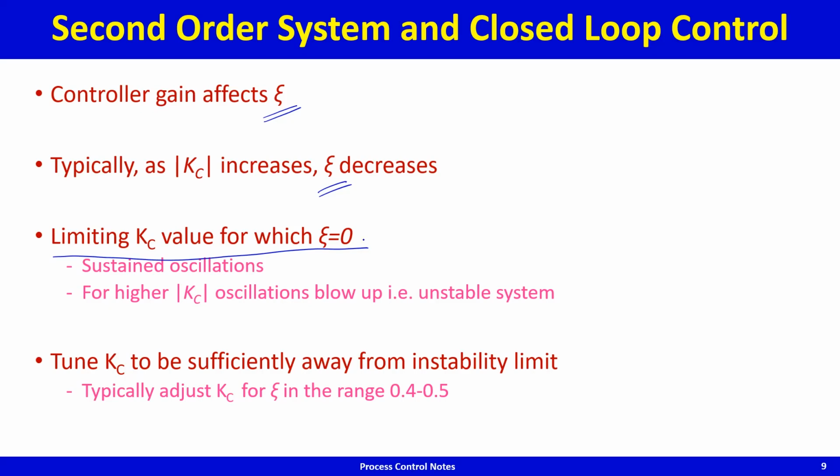Any higher Kc will cause the oscillations to blow up, that is an unstable system. And so you tune controllers for Kc to be sufficiently away from the instability limit. I would say, this is on the higher side, 0.3 to 0.5. Typically, Kc is adjusted so that the closed loop damping coefficient is in the range 0.3 to 0.5.